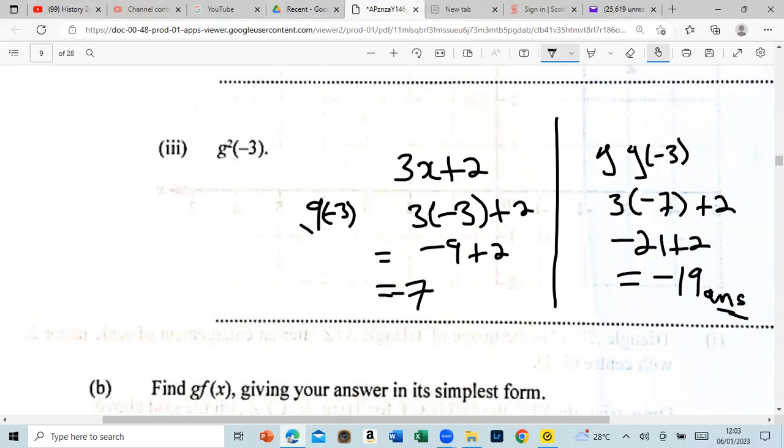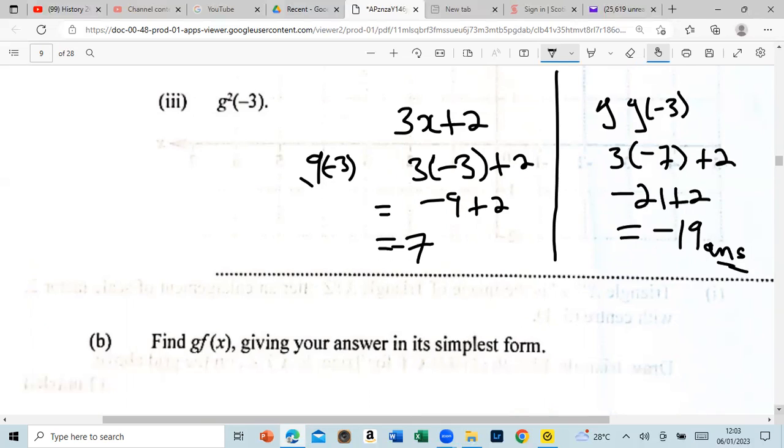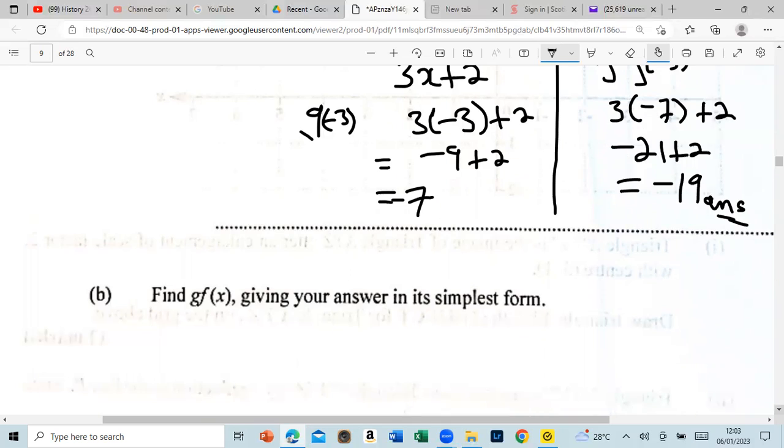All right, it says B now, find gf of x, give your answer in its simplest form. So we're going to combine g and f. This is what we call a composite function. So we could go back up to the top and find out what g was. Oh, g was 3x plus 2. Just rewrite that.